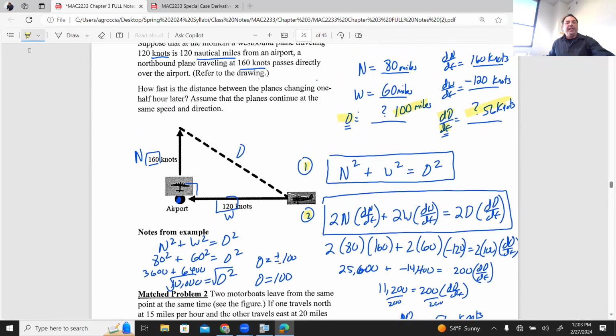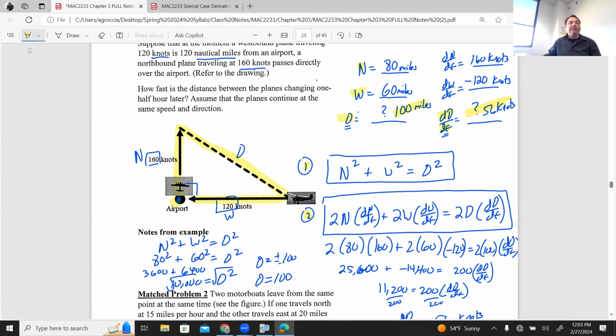Well, the airport is located right here, and the distance from the westbound plane to the airport is 60 miles away. That distance is 60 miles, plane to airport. The northbound, here's where the plane is, that plane is 80 miles from the airport, and the distance between the two planes at that moment is 100 miles.